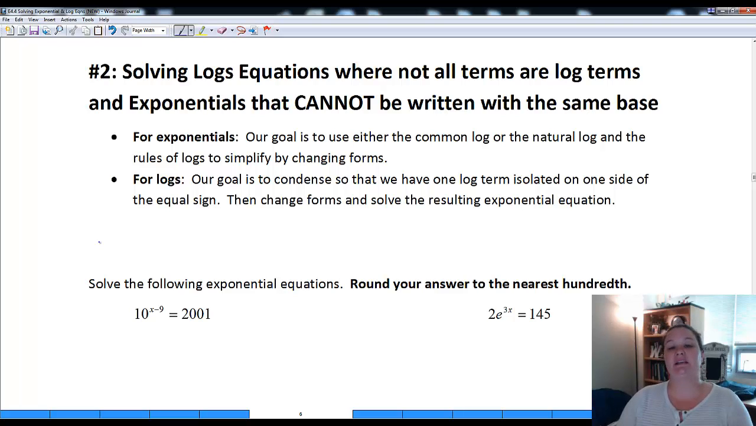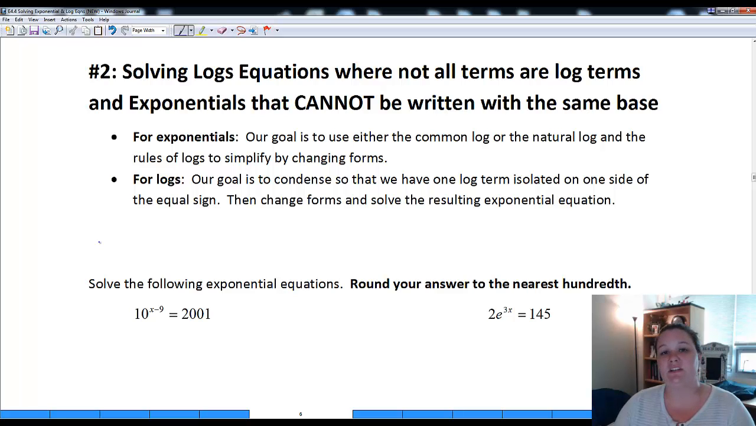All right, so for exponentials and for logs, we kind of have different goals. For exponentials, our goal is to use either the common log or the natural log and rules of logs to change forms. Now, if both sides are not written with the same number, then we're probably not going to pick one or the other and use log base that number, because then we're going to have to do change of base later. So we're pretty much going to stick to common log or natural log because we have those buttons already on our calculator and it just makes life a little bit easier.